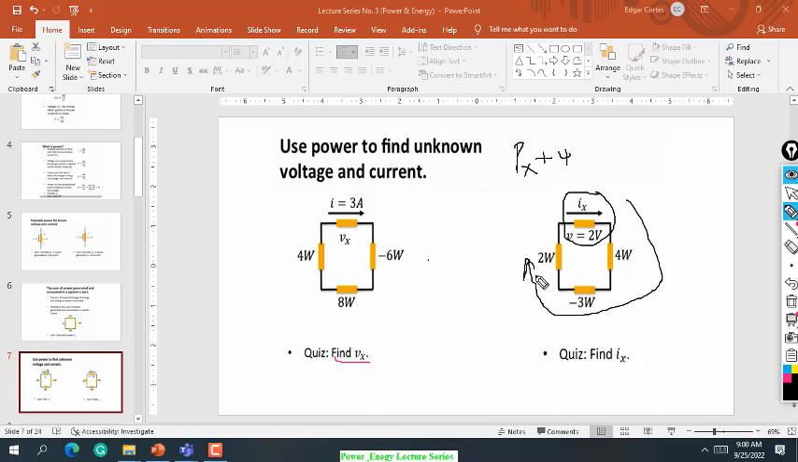Plus 4 minus 3, minus 3, plus 2, plus 2, equals 0. Px, how much is Px? Px equals negative 3 watts, no? 4 minus 3 is 1. Negative 3 watts, sir.